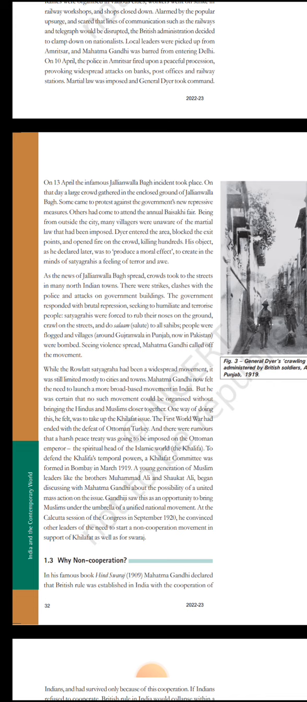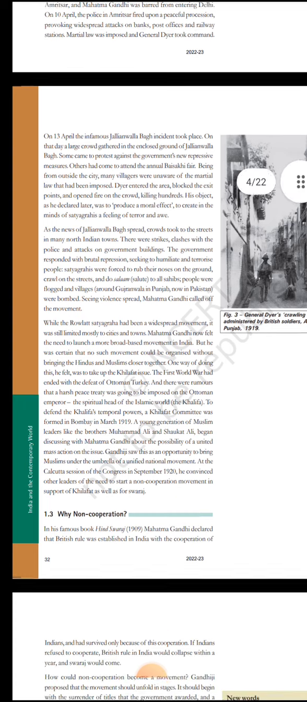Now, what did Mahatma Gandhi do next? He found an issue, the Khilafat issue. When the First World War ended, Ottoman Turkey was defeated, and there was a rumour that a harsh peace treaty was going to be imposed on the Ottoman Empire, and the spiritual head of the Islamic world, that is the Khalifa, to defend the Khalifa's temporal powers. A Khilafat committee was formed in Bombay in March 1919, and young-generation Muslim leaders like the brothers Muhammad Ali and Shaukat Ali joined with Mahatma Gandhi.